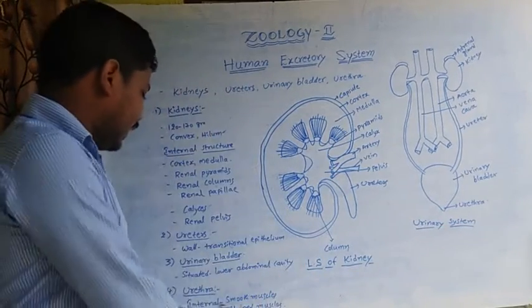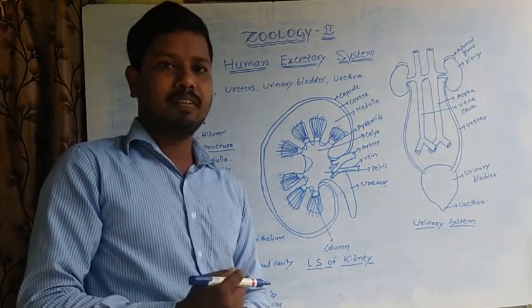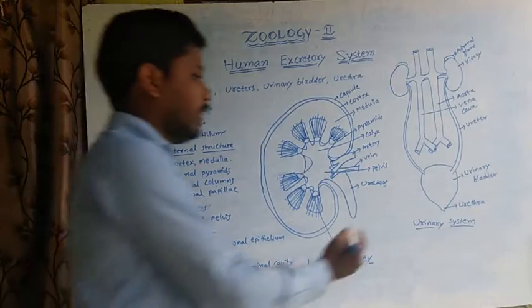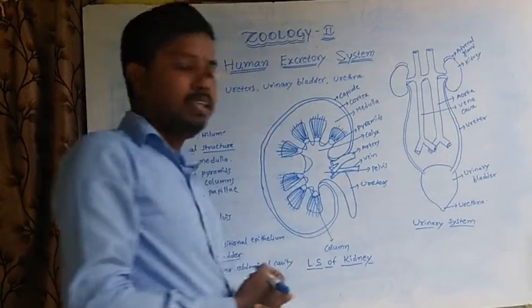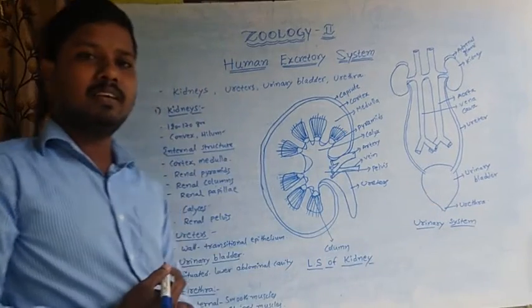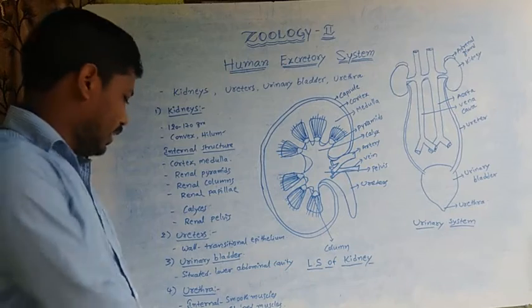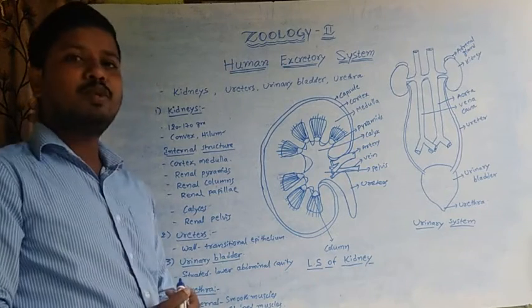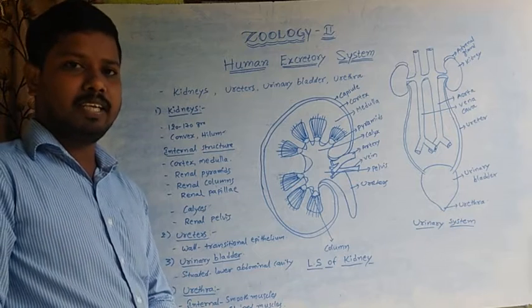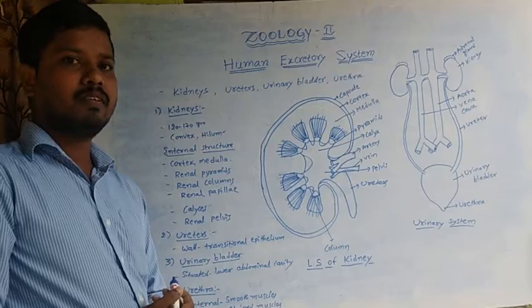The internal portion consists of a sphincter called the internal urethral sphincter. This internal urethral sphincter is made up of smooth muscles. Next, the external urethral sphincter is made up of striped muscles.